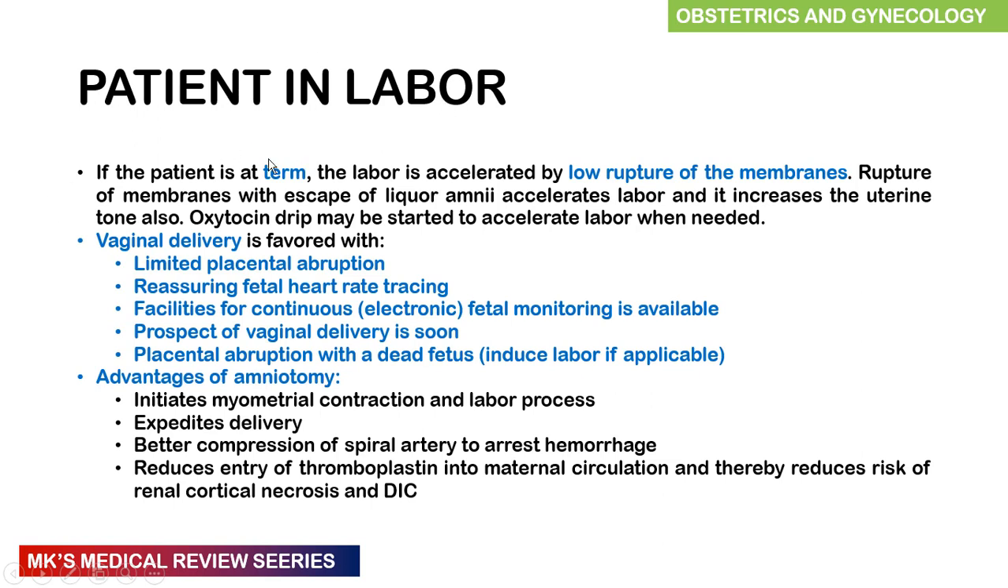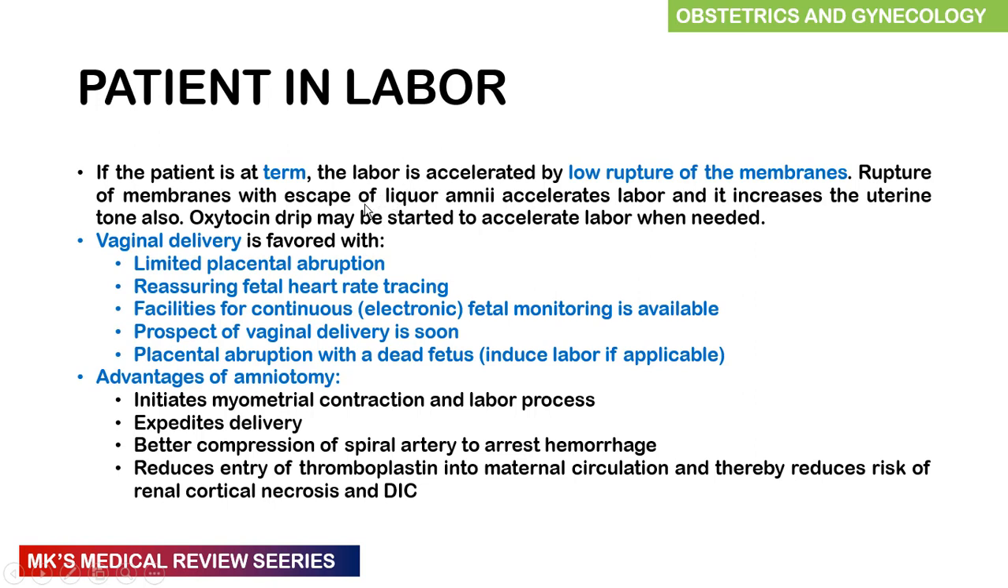Now, if the patient is in labor, if the patient is at term, the labor is usually accelerated where we perform a low rupture of the membranes. Then, of course, the rupture of the membranes with escape of the liquor actually accelerates the labor and it increases the uterine tone. And of course, an oxytocin drip can be started to accelerate the labor whenever needed.